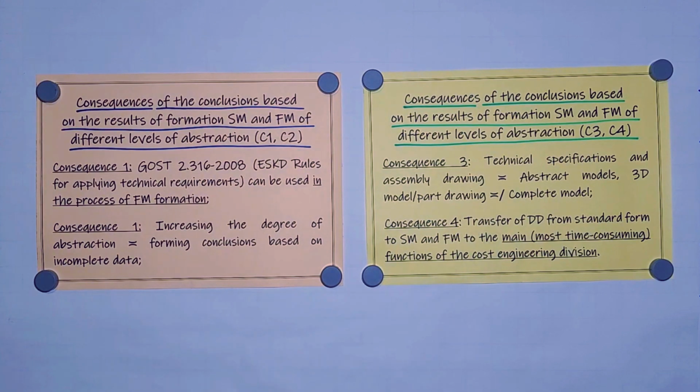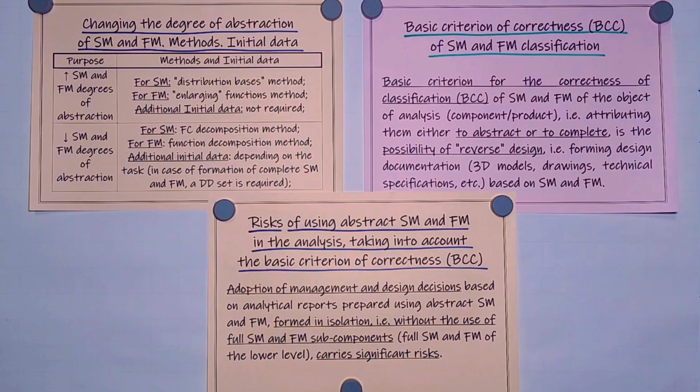And the last consequence: one of the mandatory or routine functions of the cost engineering division will be the translation of design documentation from a standard form, technical specification, 3D models, drawings, and so on, into the form of tabular information models. Therefore, one of the requirements for specialists of this division engaged in carrying out these works will be experience of design engineering activities. Okay, let's consider the methods of increasing the degree of abstraction of structural and functional models.